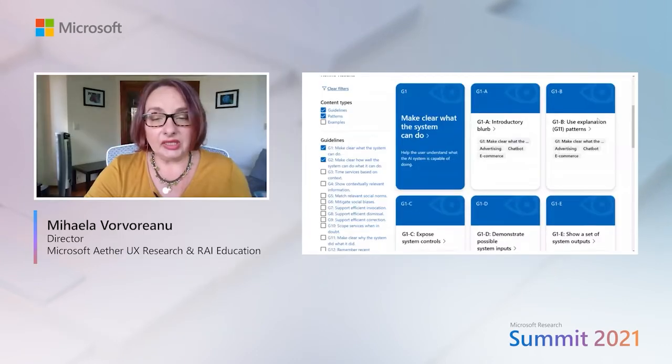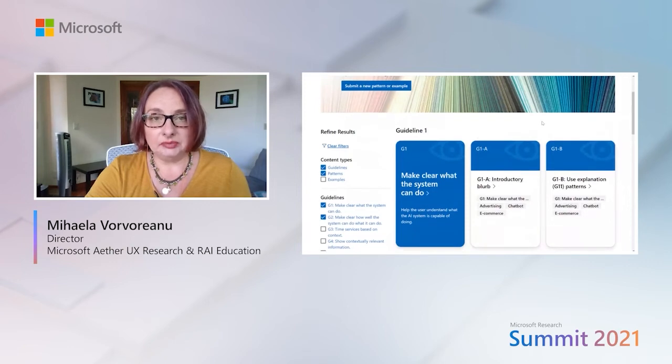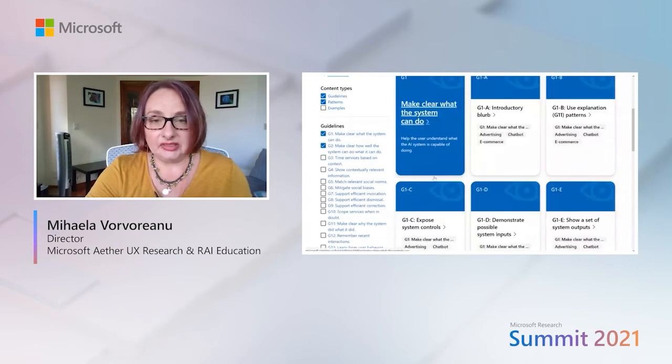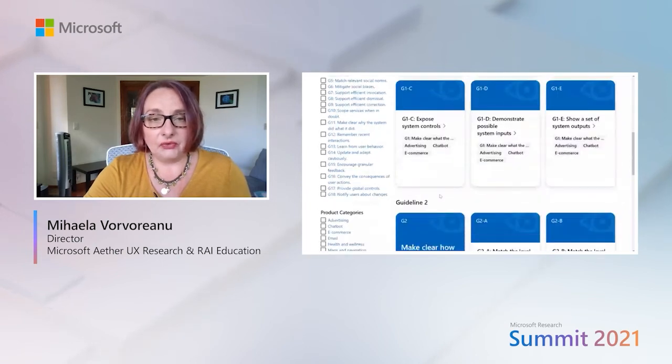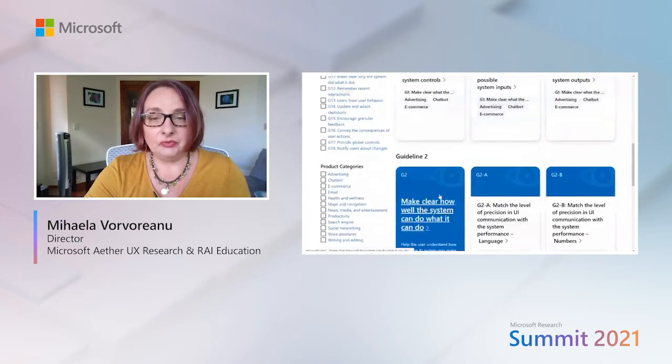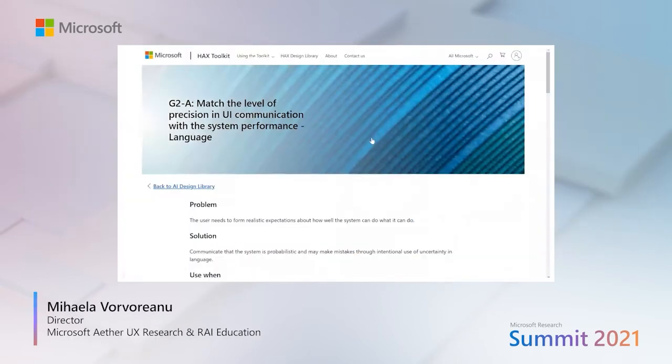So if we take a look, we can see immediately a pattern that looks interesting, which is writing an introductory blurb. And if we keep scrolling, we could see other patterns for how we could make clear what the system can do, Guideline 1, and also some patterns for implementing Guideline 2. For example, this one where we use precision in our communication in language and try to match it with the system performance. So we're going to take a very quick look at this pattern.